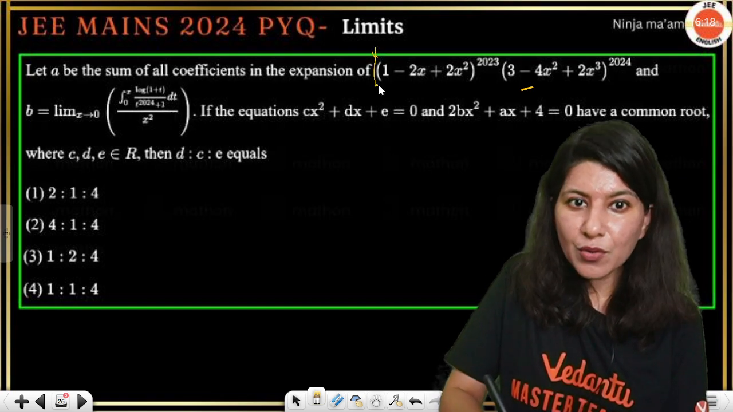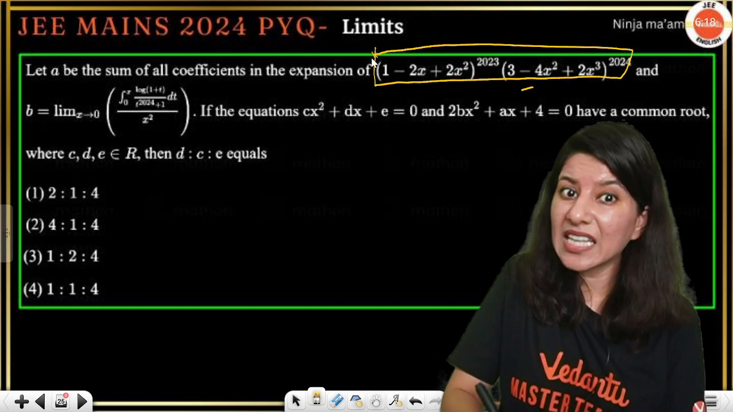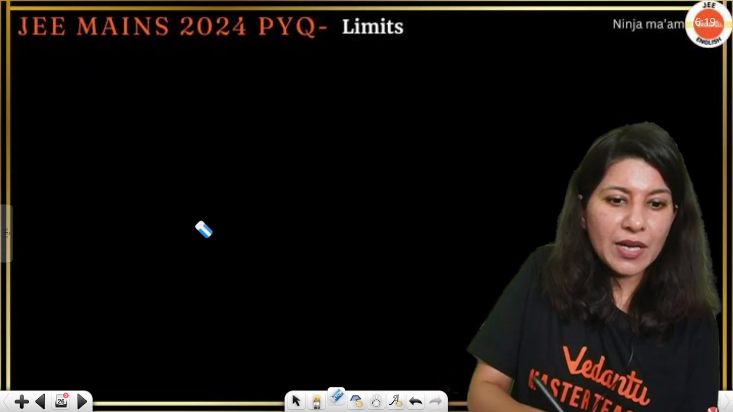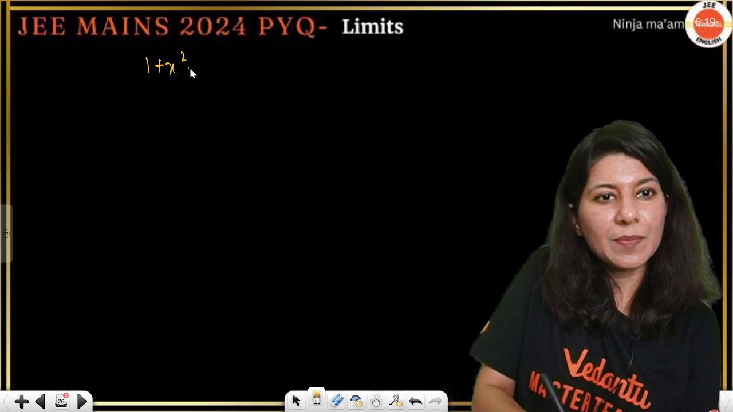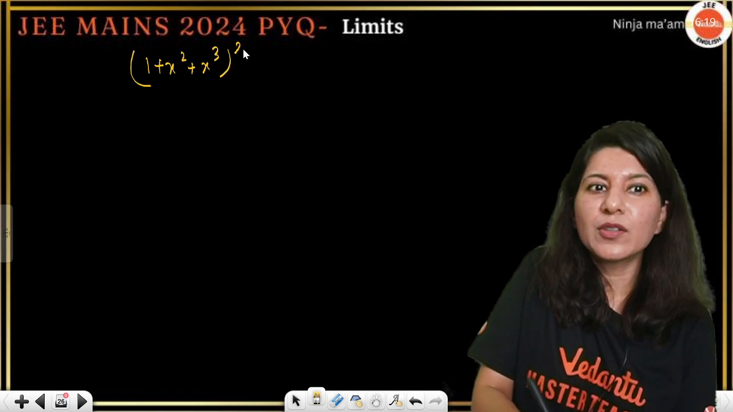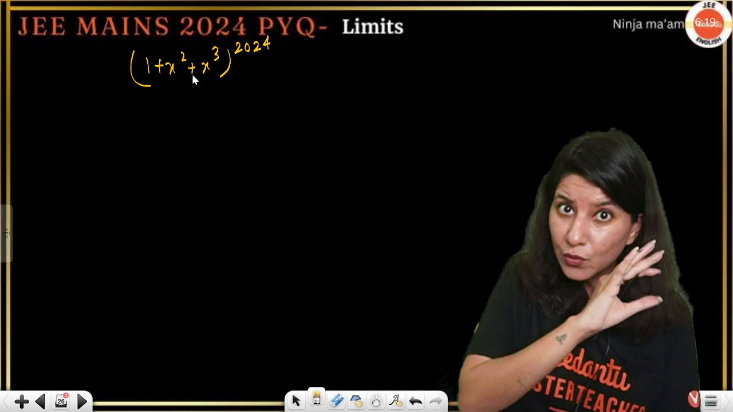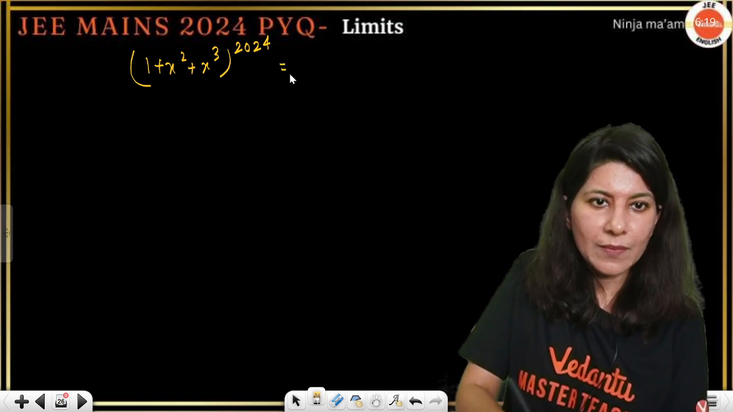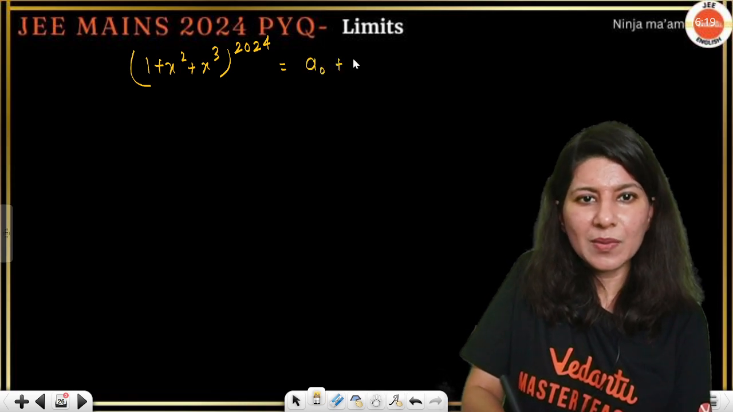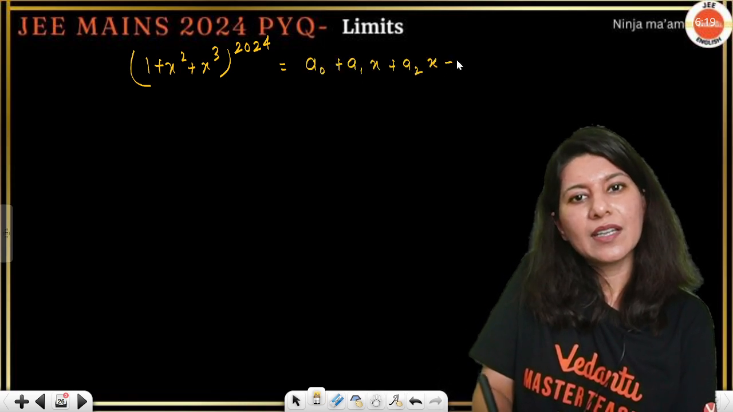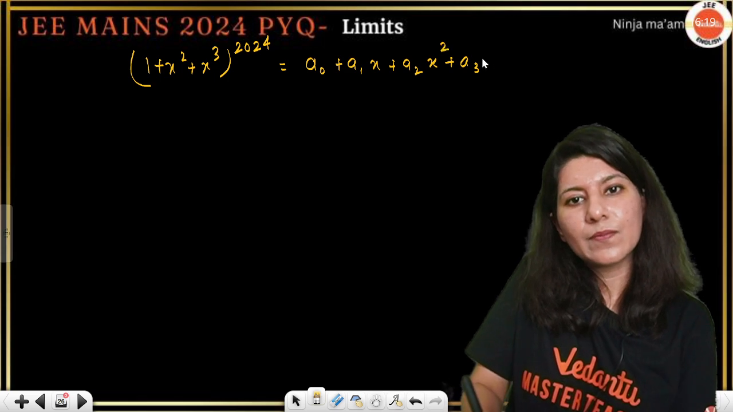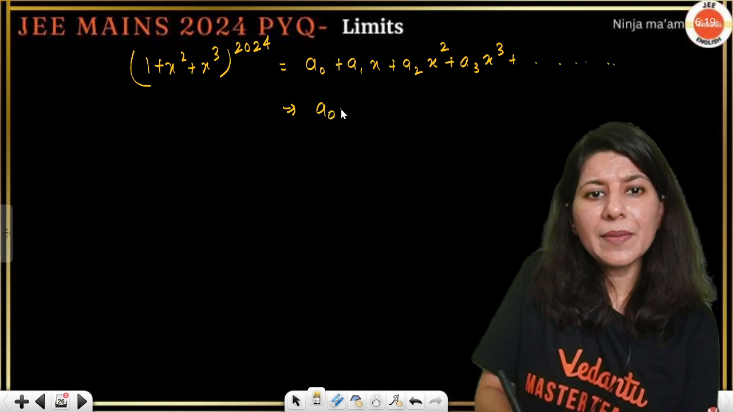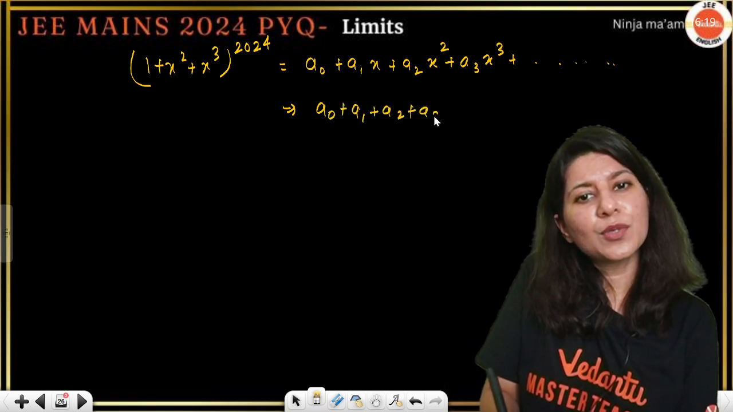If you are looking for sum of coefficients of something like this, any expression, just put x equals to 1. See, I'll tell you why. Suppose you are having an expression 1 plus x square plus x cube, whatever, power 2024. You want that you expand this, and then each coefficient you want sum of the coefficient. I will write this in this form: a0 plus a1x plus a2x square plus a3 x cube and so on. So what do you want? You want a0 plus a1, sum of all the coefficients. That's what you want, right?